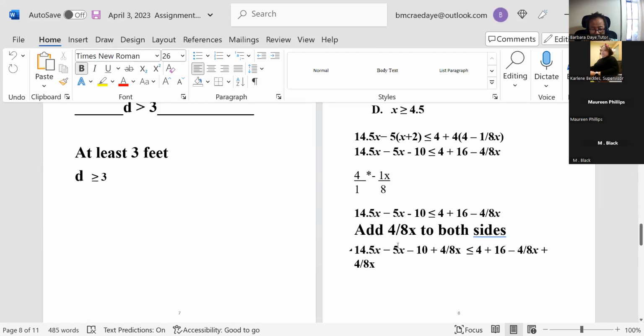14.5 minus 5. What do you get? No, Maureen. The 5 goes under the 14. That's a whole number 5, and this is a decimal. Oh yeah, I forget that. So what's 14.5x minus 5x? What does that give you?